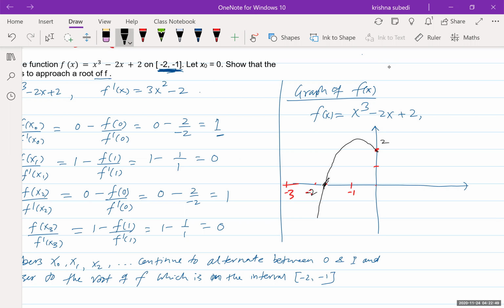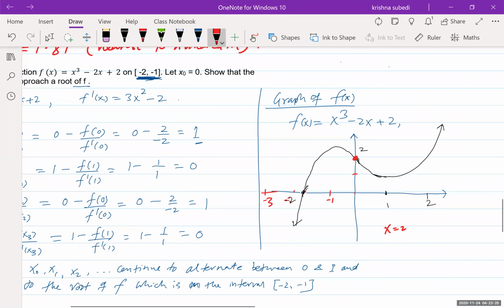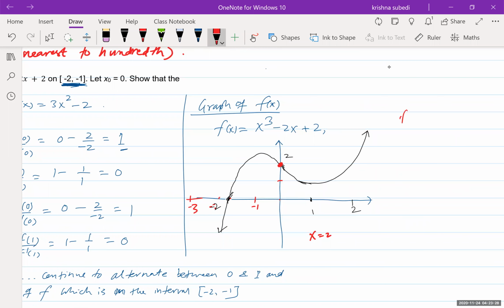This is 2, and this is 1, 2. Okay, guys, I drew the approximate graph. Notice that this point at 2 is actually the inflection point. You can prove that it is an inflection point by taking the second derivative.